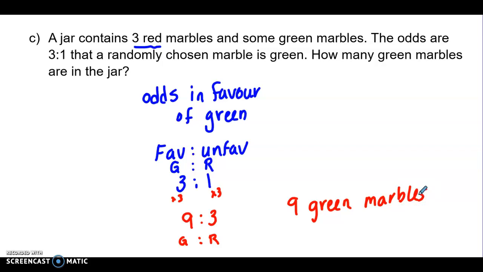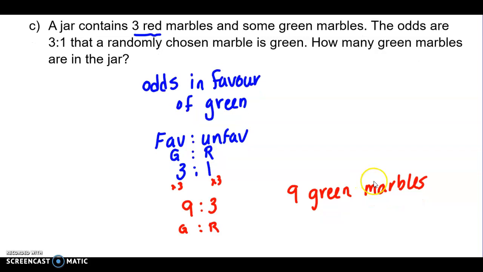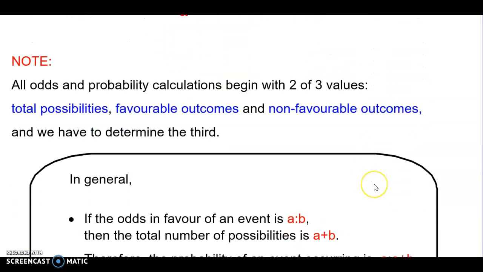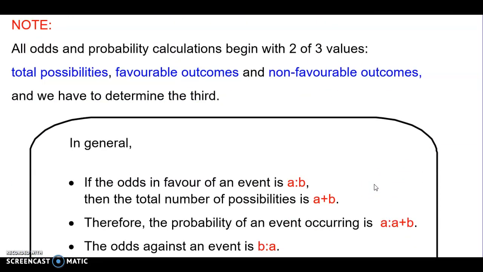So what we just have here is an example of each type. As a summary, note, all odds and probability calculations begin with 2 or 3 values, either the total possibilities, favorable outcomes, and non-favorable outcomes. And we have to then determine the third.